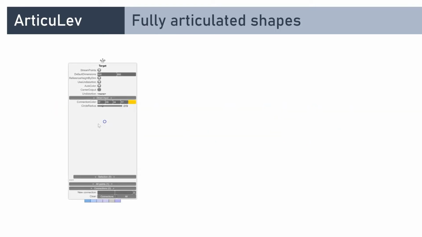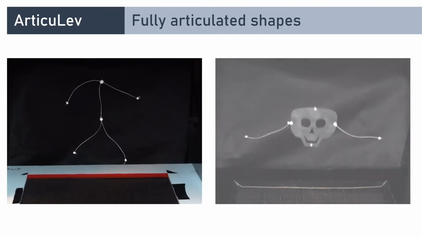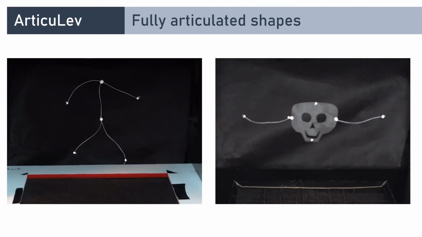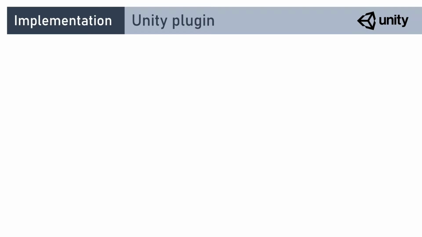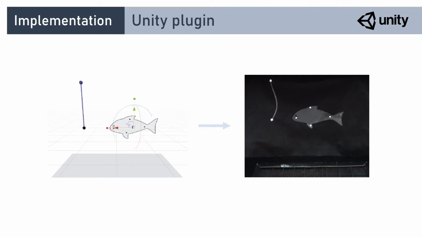The pipeline also supports fully articulated shapes, which means that hierarchical rotations can be applied within the levitating structures. Multiple levitation primitives can also be combined into a single articulated shape. We implemented an instance of the Articulev pipeline as a Unity 3D plugin. Developers simply need to define the levitation primitives, position them, and possibly implement their animations and behavior. Articulev then takes care of physically transforming the primitives inside the levitator by generating the underlying acoustic traps.